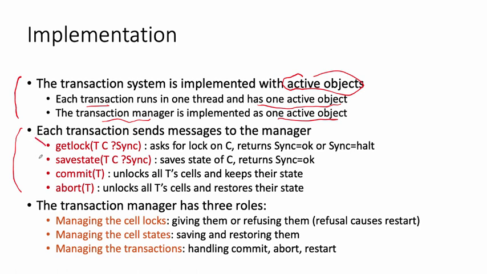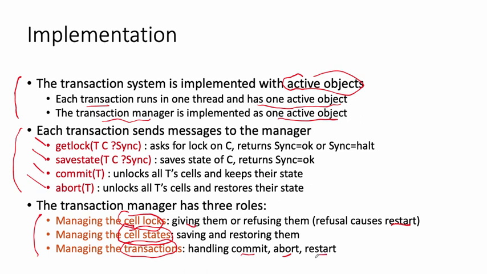It can ask for a lock. It can save the state of a cell, because if there's an abort, we have to restore the state. It says that it commits, or it says abort. And the transaction manager has to do a fair amount of work. It manages the cell locks, of course. We saw that already, giving the lock or refusing the lock, which causes restart. It also manages the states of the cells, the saving of the states, and the transactions themselves, the commit, the abort, and the restart.